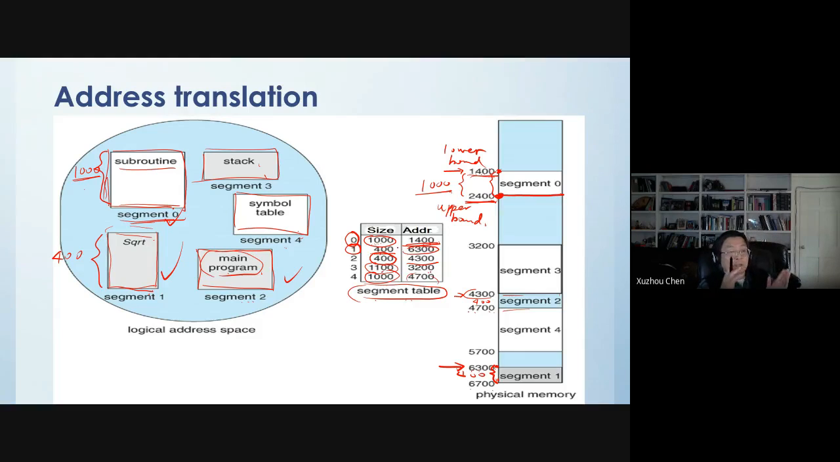So in the segment table, unlike the page table, because pages are all the same size, segments have various different sizes. So in the segment table, I have to specify the size of this segment, and also the starting point in the physical memory. Okay. Does that make sense?